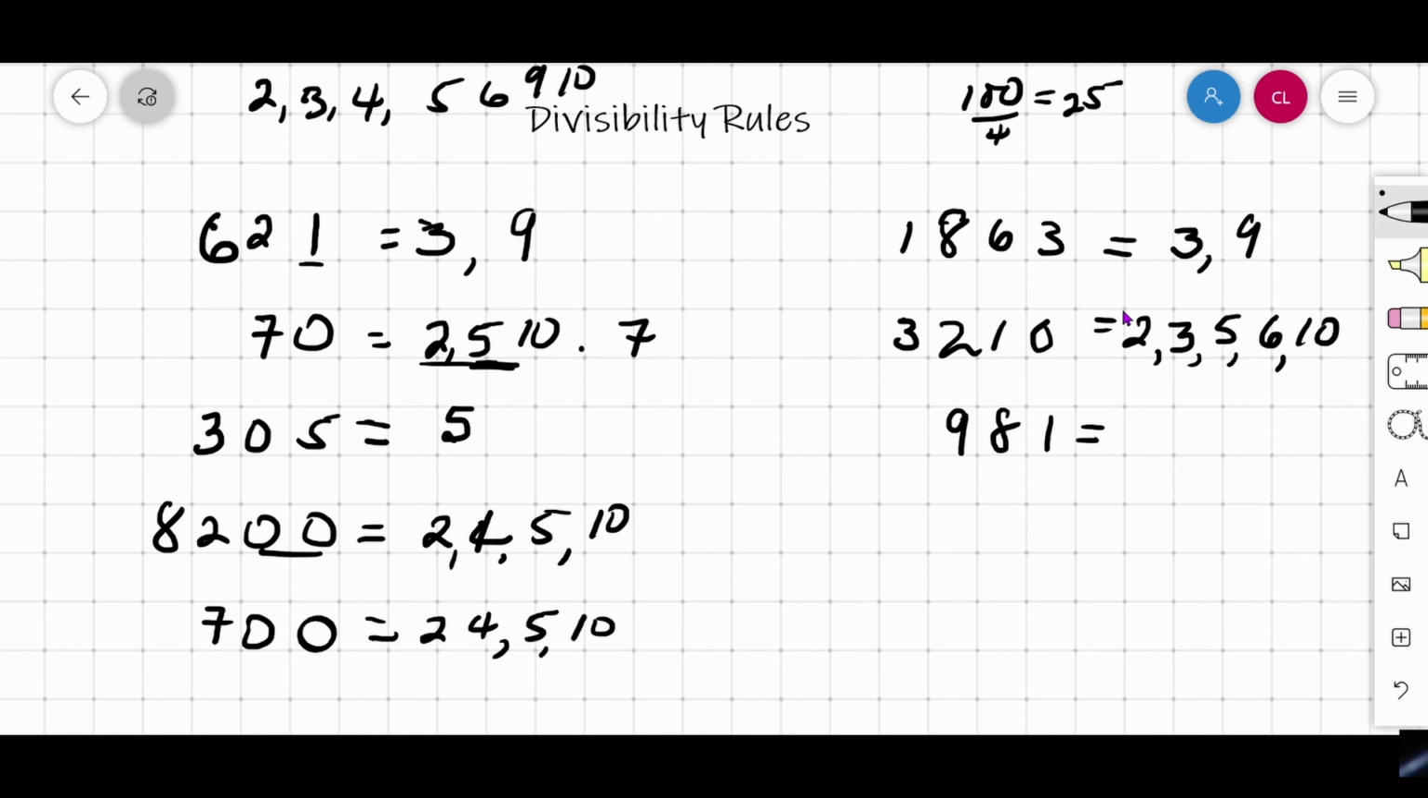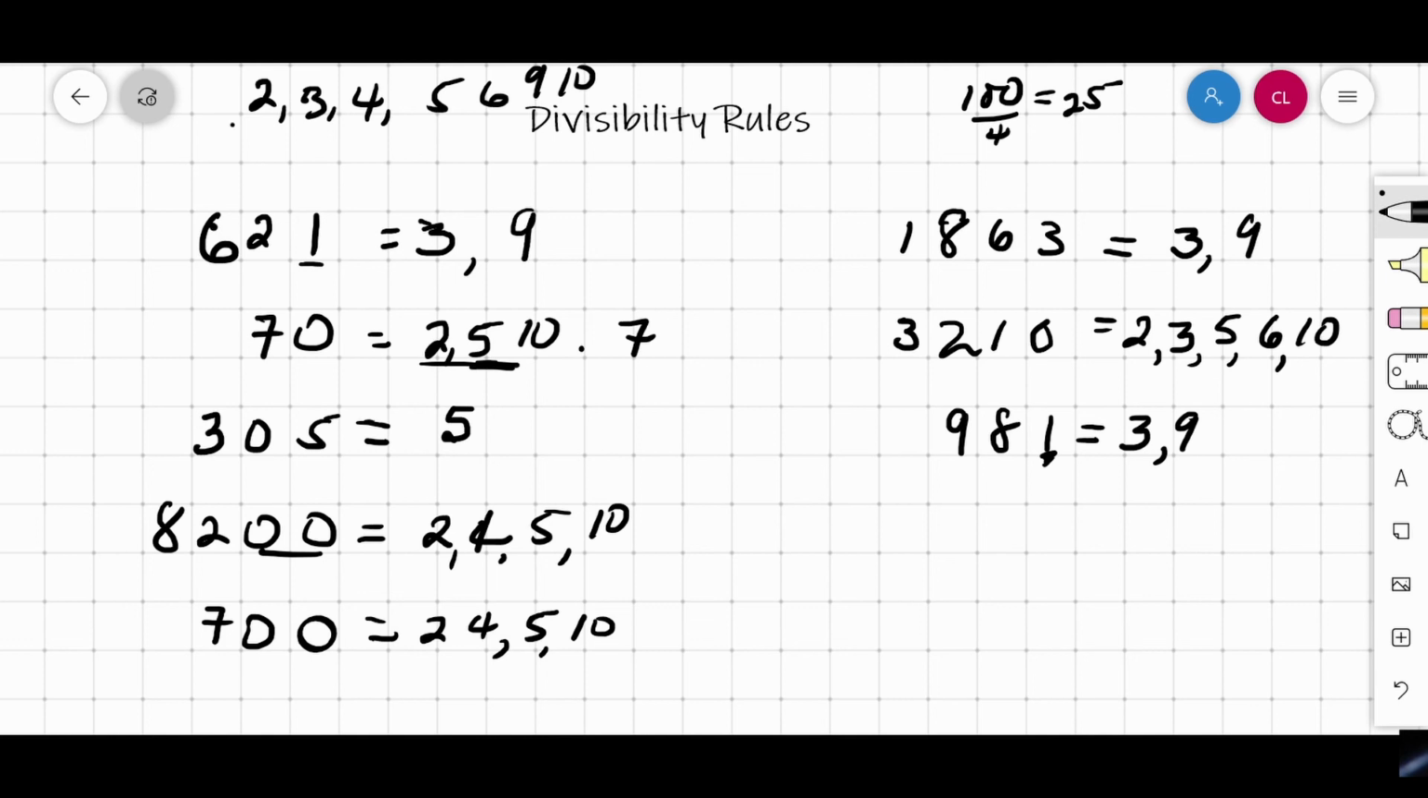981. Okay, 2 can't go into this because this is an odd number. So 9 and 8 and 1 is 9 again. 9 and 9 is 18. Okay. So 3 could go in there and 9 could go in there as well. So let's see if we have this down.